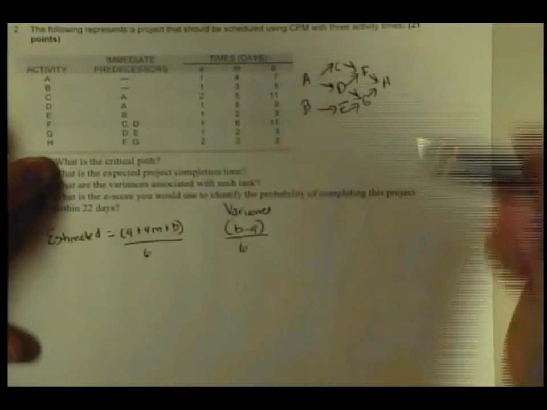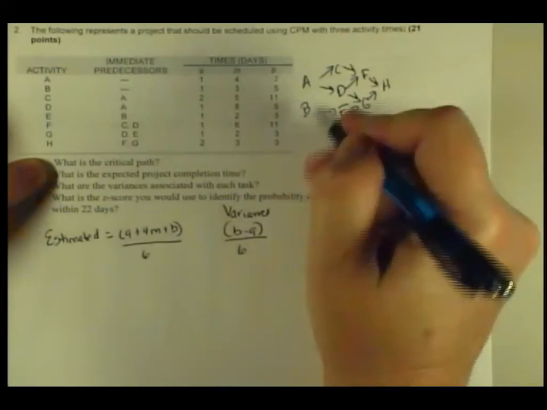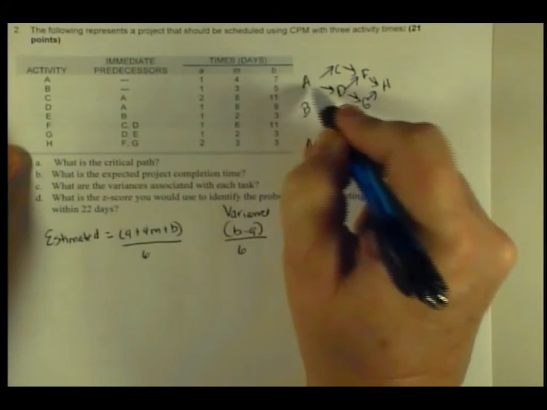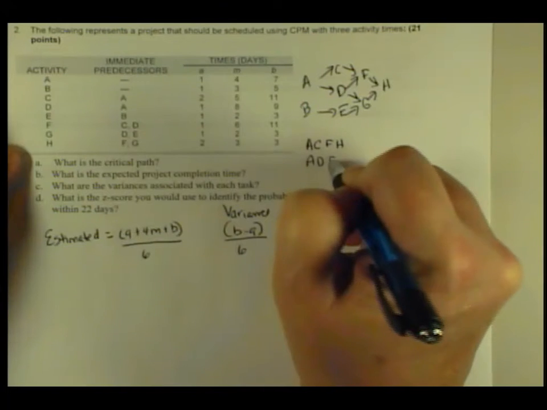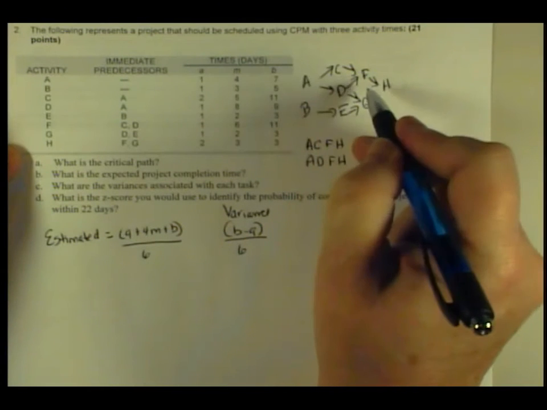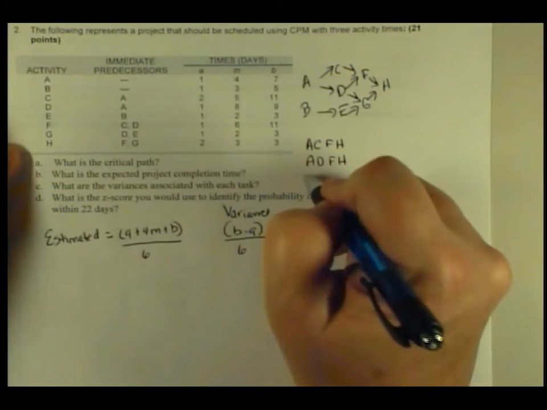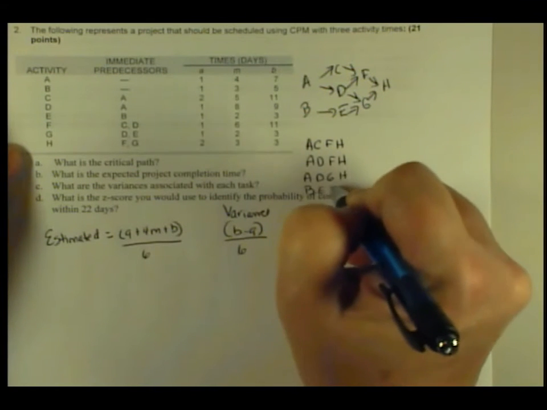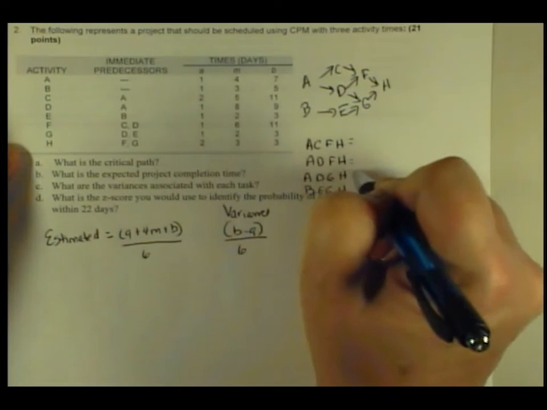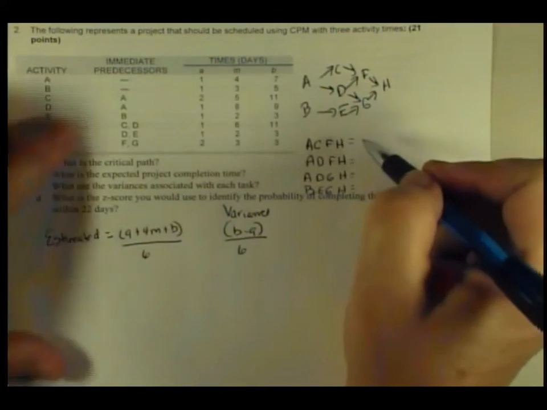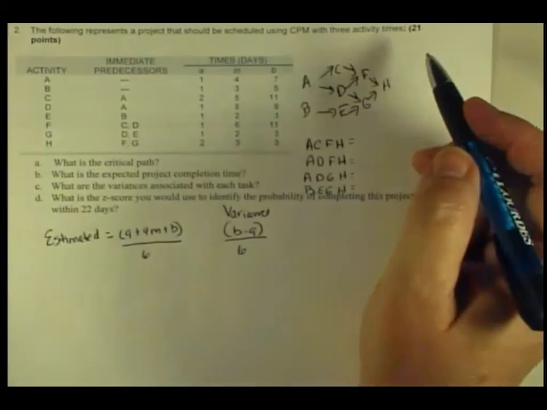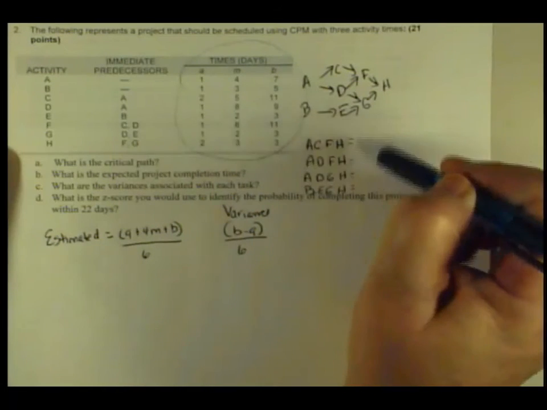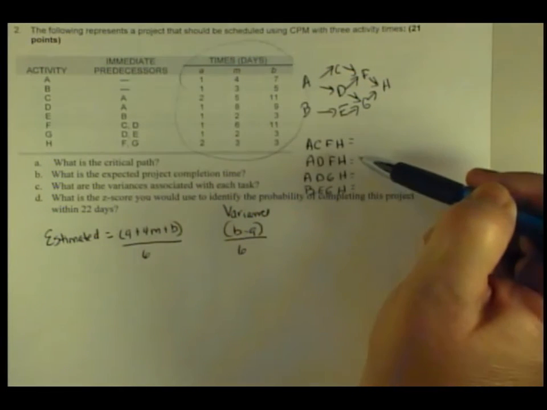If I look at the possible paths to identify the critical path, we've got A, C, F, and H; A, D, F, and H; A, D, G, and H; and B, E, G, and H. Rather than actually draw the times on here and transfer them down, we have to calculate those possible times first, and then sum them up to see which one is actually the critical path.